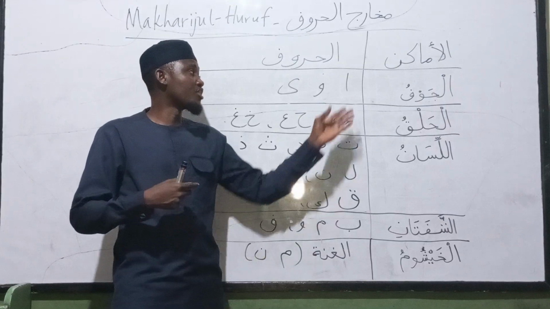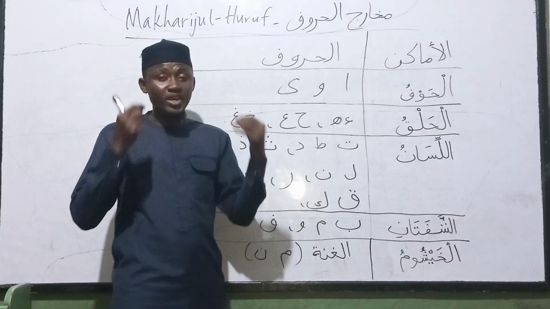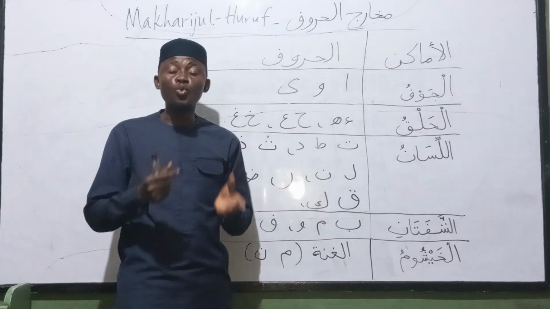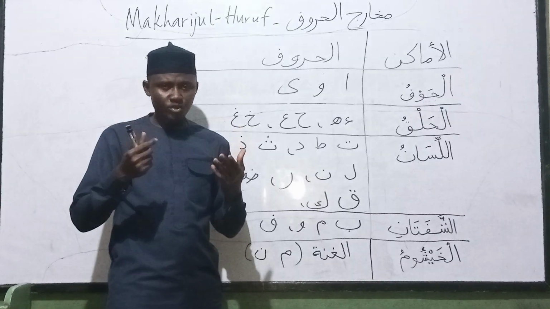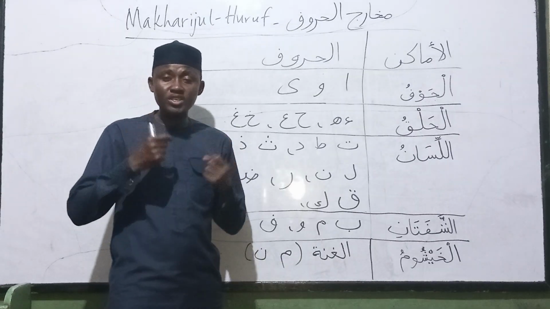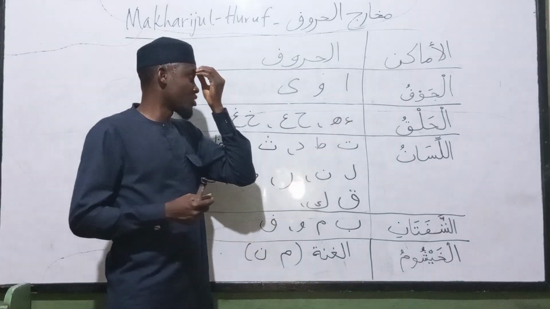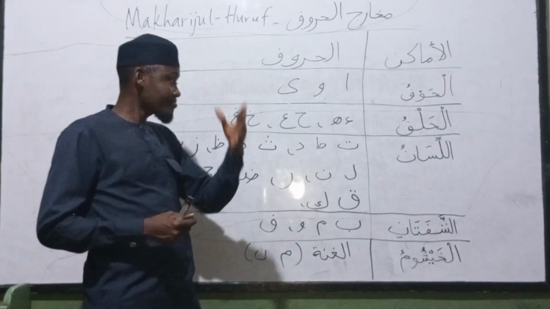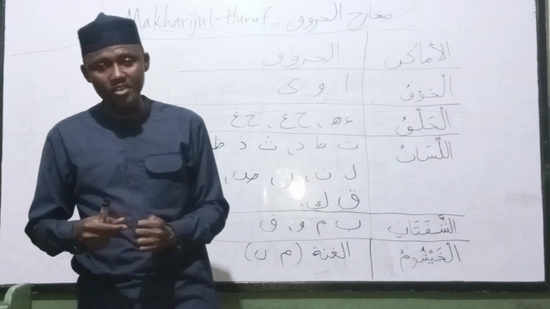And what only differentiates one from the other is that the shape of our mouth will make the other sound come out like ooh, ee. You see? So the shape of our mouth is what helps us to differentiate between them. So let's continue. The next one is al-halq.